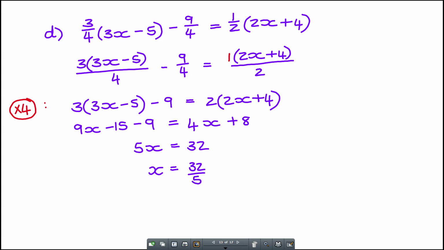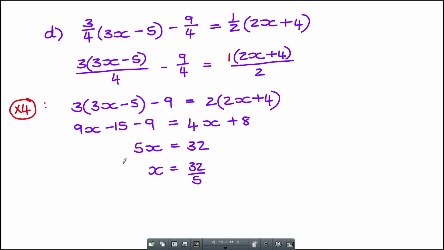Okay. So, if I take this 4x over, it will become minus 4x. And 9x minus 4x gave me this 5x. Okay. Then, minus 15 minus 9 gave me minus 24. And if I take that over, it becomes plus 24. So 8 plus 24 gave me that 32.